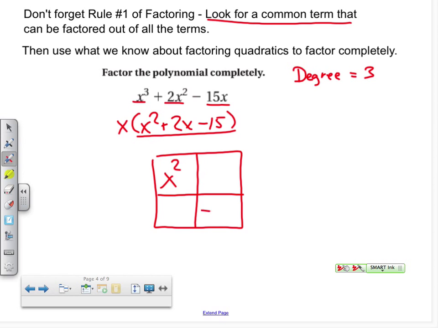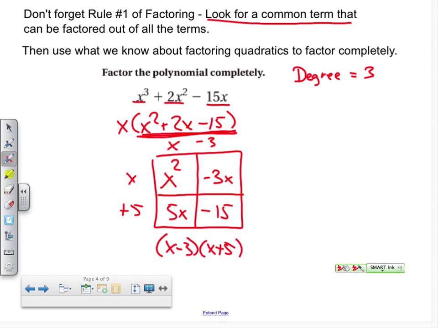X squared, negative 15. What multiplies to negative 15 and adds to 2? That's 5 and negative 3. So we got x minus 3 and x plus 5. So our factored form of just this part is x minus 3 and x plus 5. And then we make sure we remember the x.